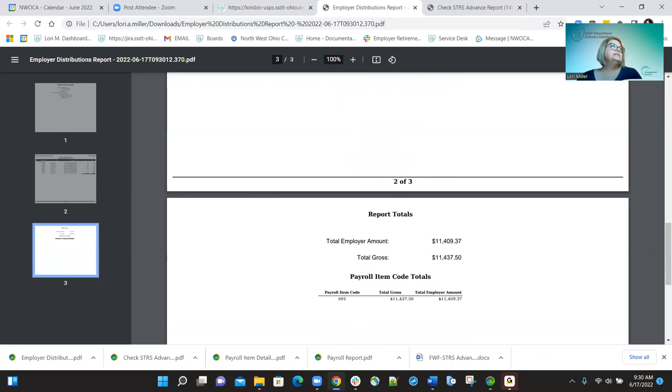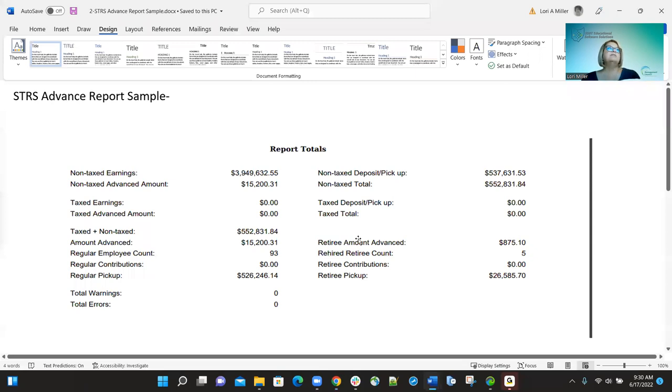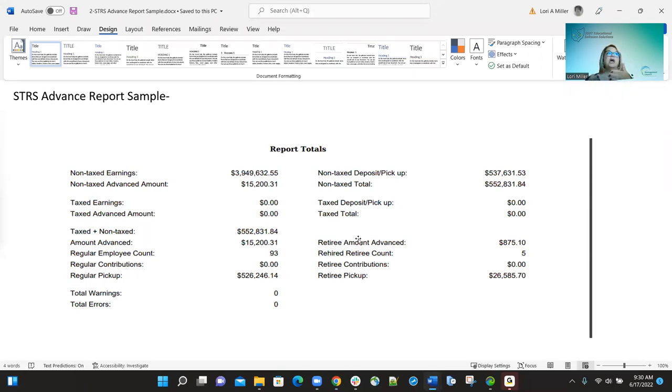So then you could take that non-tax deposit pickup. So let me pull that back up here. You could take that non-tax deposit pickup amount, which is the 5376,3153, plus that check STRS advance report amount, like the advance amount that was paid over the summer, plus employer contributions. That's going to total what you just came up with from all those reports. That should total the dollar amount for the fiscal year. That was the dollar amount that was paid from July 1 through June 30. That's everything that was paid at that point.